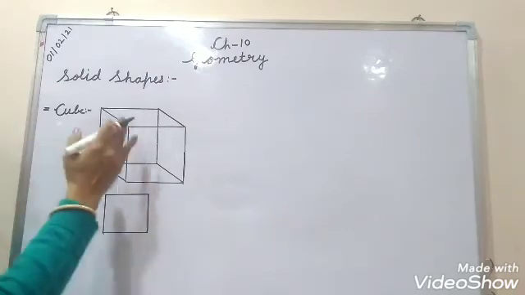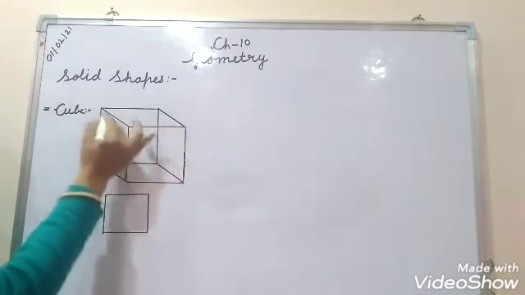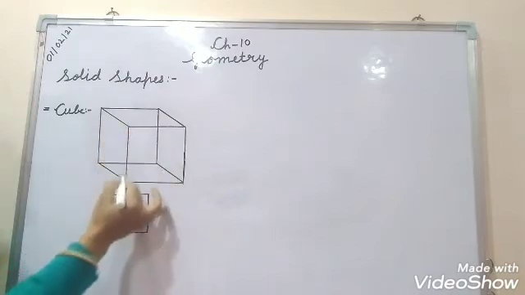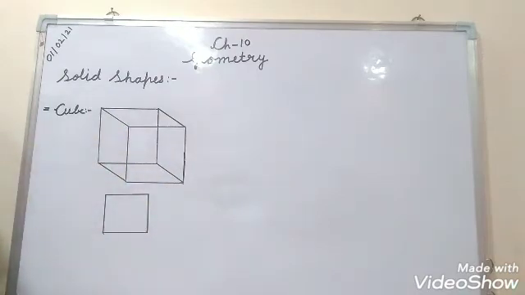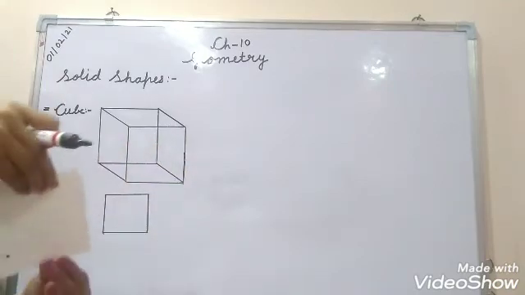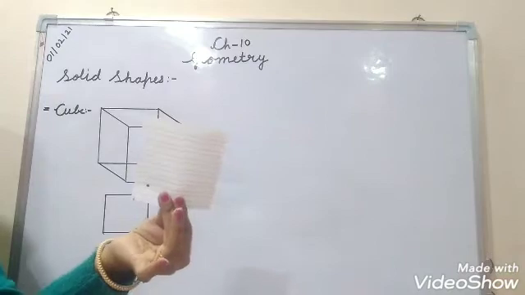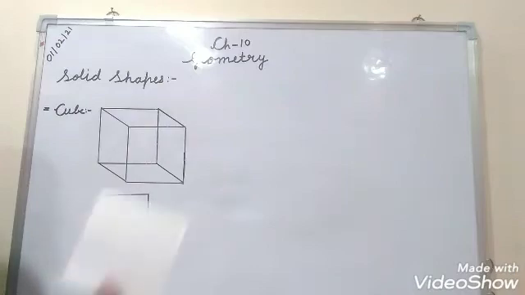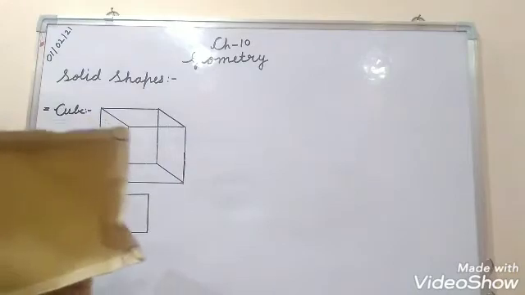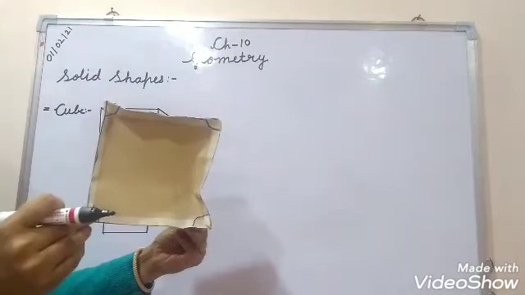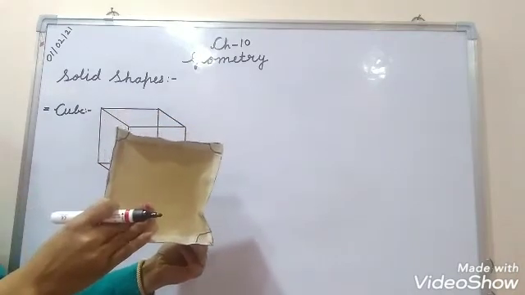In this picture we have length, width as well as height, lambai, chaudai and uchai. This is the example of solid shape. Clear? Here a piece of paper has length and width, so it is an example of plane shape. And here in this box, it has length, width as well as height also. So this is the example of solid shape.